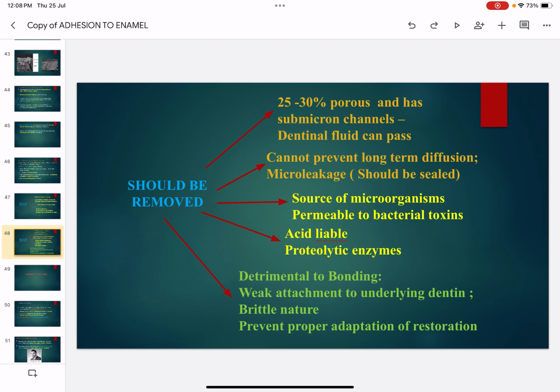So the current concept or the school of thought is the fact that smear layer should neither be completely removed nor should be completely retained. Smear layer should be modified. And what do you mean by modifying a smear layer? The idea behind modifying the smear layer is that we completely remove the superficial smear layer, but we will retain the smear plugs which occlude the dentinal tubules.